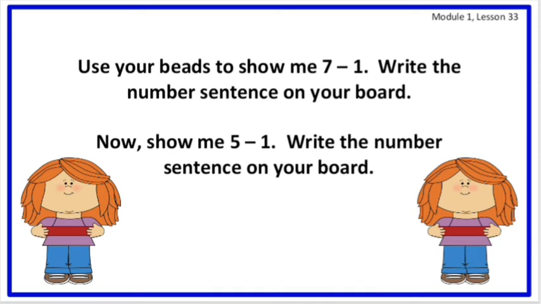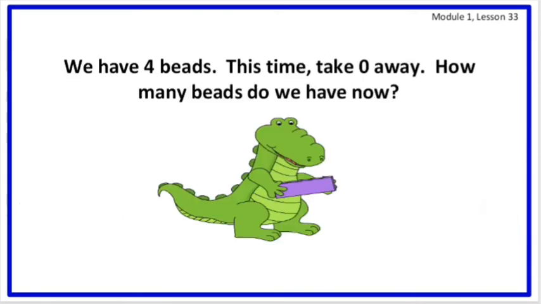Then we have 5 minus 1. Counted from what? 1 to 5. 1, 2, 3, 4, 5. And that gives us 4 fingers. So that means the answer is 4. 5 minus 1 equals what? Equals 4. Okay. Now we have 4 beads.